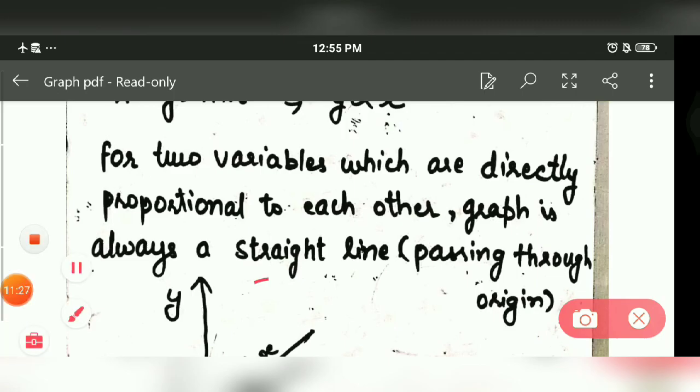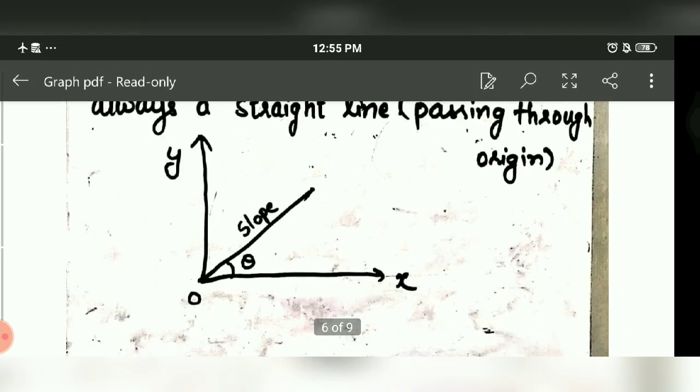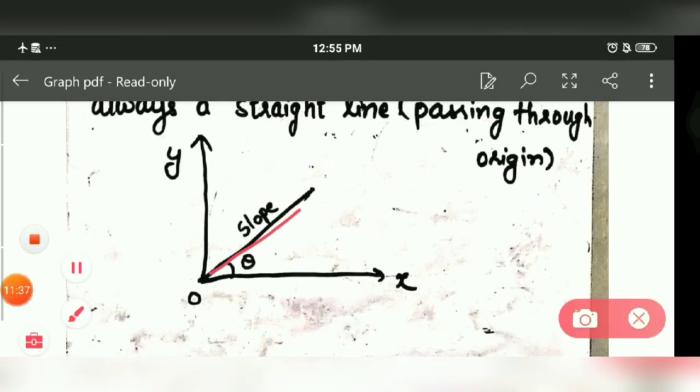Straight line passing through origin. So this type of graph appears like this. Straight line passing through origin, making an angle theta. This is the slope. So it has no intercept, neither on the x-axis nor on the y-axis.